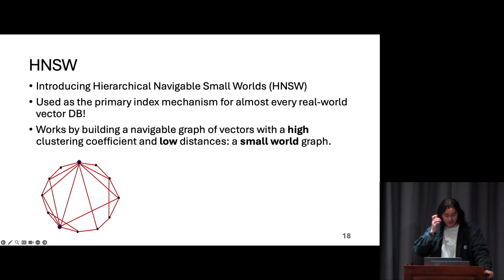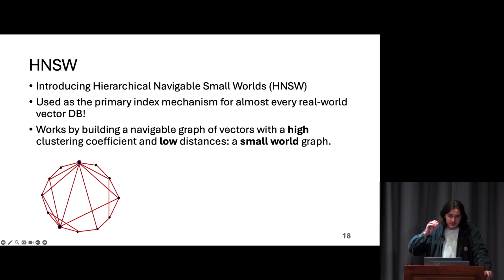This is actually what's used in almost every real-world vector DB. You construct a small world graph. This is again from MLRD last year. A small world graph is just a graph that has low distances and a high clustering coefficient. What that means in normal person words is that most nodes aren't connected to each other, but most can reach each other via a small number of hops. So it's very easy to get from one side of the graph to the other.